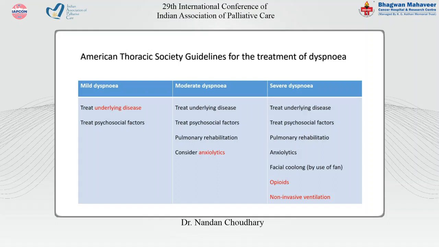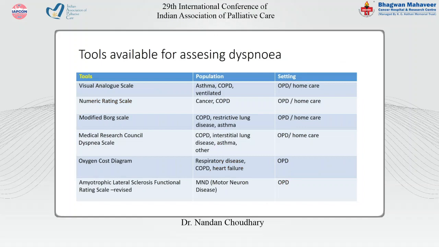For moderate dyspnea, they advise treating the underlying disease and psychosocial factors, and also helping the patient with pulmonary rehabilitation and considering some anxiolytics. But in patients with severe dyspnea, apart from the management for moderate dyspnea, we have to add facial cooling by using a fan, or oxygen, or opioids, or in some cases also NIV, that is non-invasive ventilation.